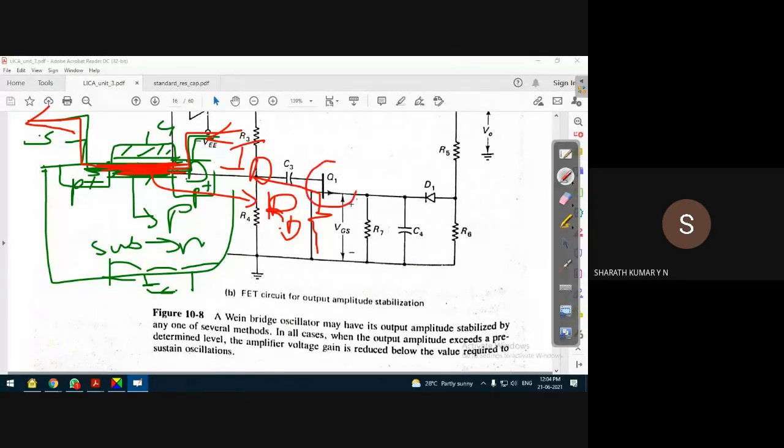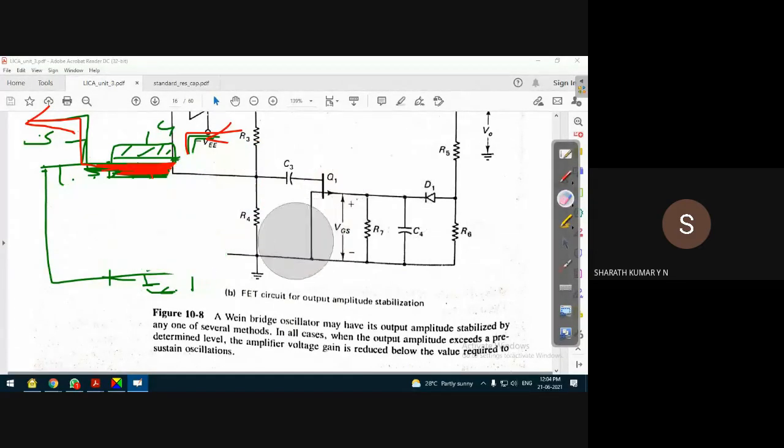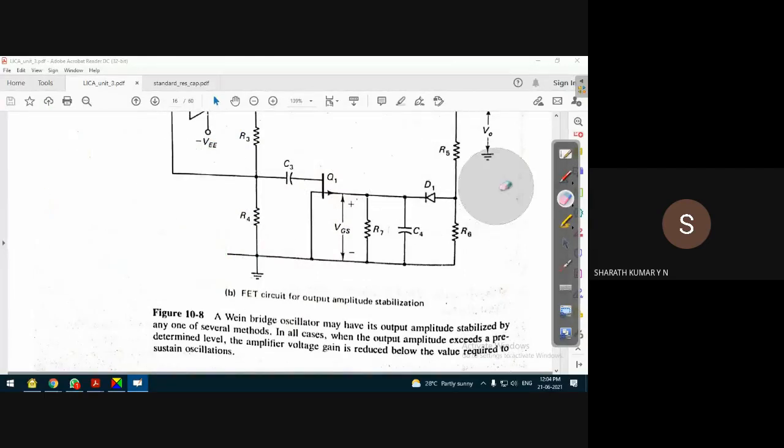Why? Because it is conducting. This channel has a resistance, and this resistance is now in parallel with the resistance R4, which ultimately affects R4, thereby modifying the voltage gain of the amplifier. Okay, so that is the logic. That's why it is used.